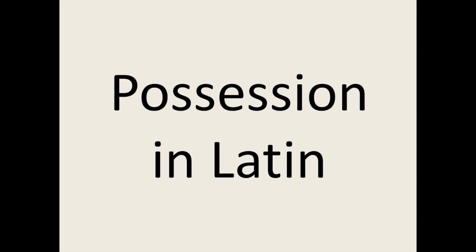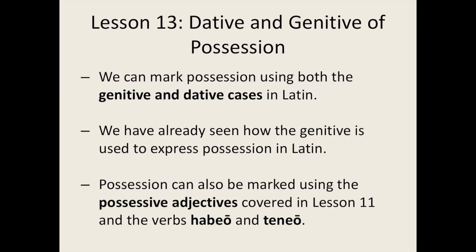This lesson looks at ways in which possession is marked in Latin. In linguistics, possession is the relationship between two parties in which one is labelled the possessor and the other is the possessed. The possessor owns the possessed, or we can say that the possessed belongs to the possessor.